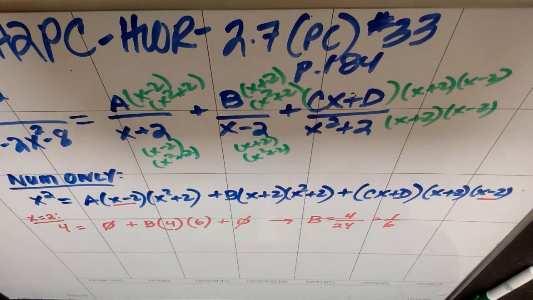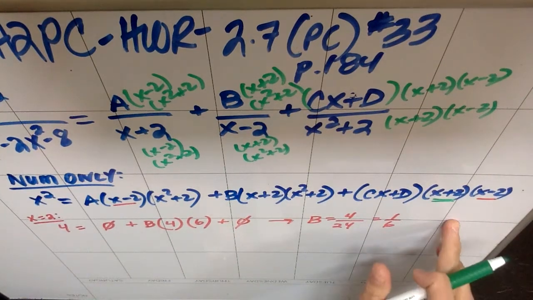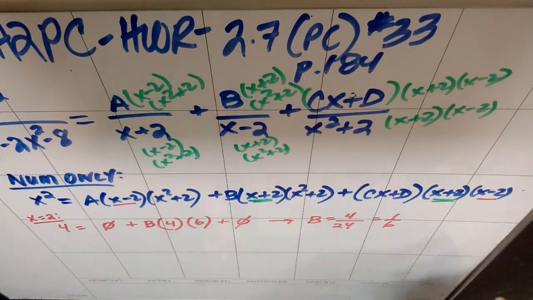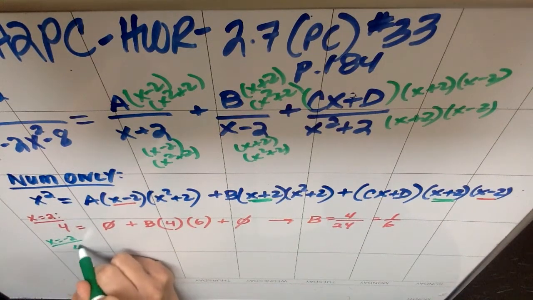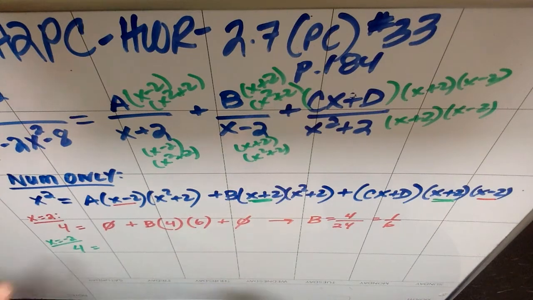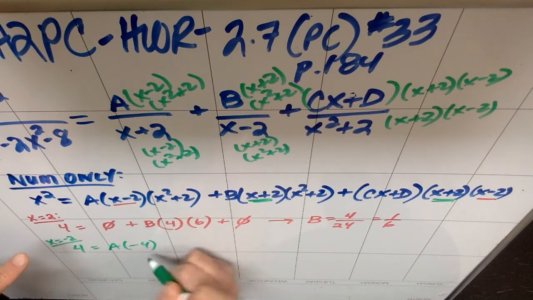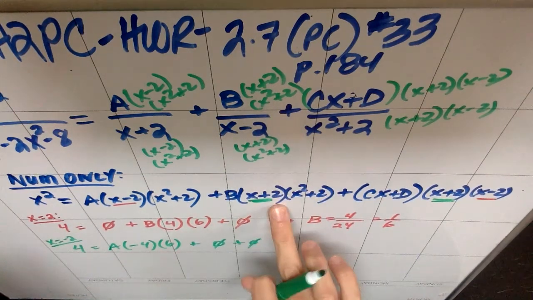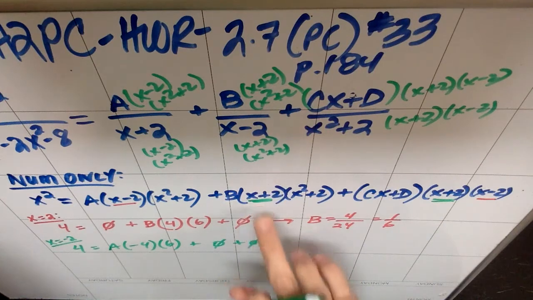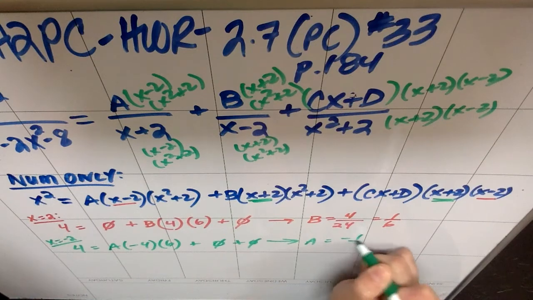So that's my B. Now I can do the same trick to find A, because if I plug in x equals negative 2, all the x plus 2's are going to go away. So if I plug in x equals negative 2, I'm going to get the same positive 4 on this side. Then I'm going to have A times negative 4 times 6, plus, and both of these are going to get knocked out because they both have that negative 2 plus 2, which will be 0. So I end up getting that my A is negative 1/6.